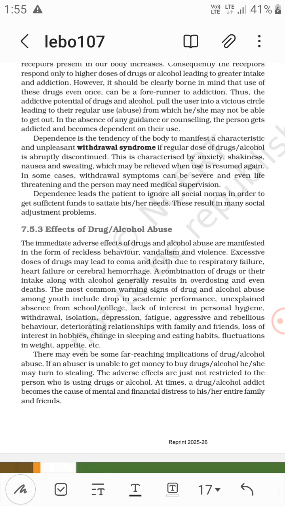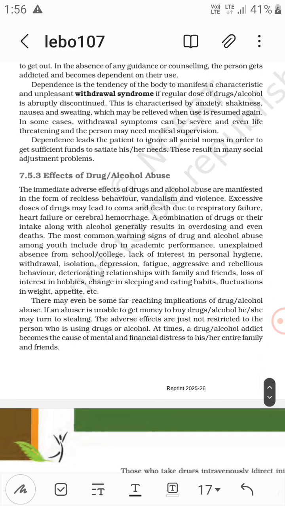The most common warning signs of drug and alcohol abuse among youth include a drop in academic performance, unexplained absence from school or college, lack of interest in personal hygiene, withdrawal, isolation, depression, fatigue, aggressive, rebellious behavior, deteriorating relationships with family and friends, loss of interest in hobbies, change in sleeping and eating habits, and fluctuations in weight and appetite.